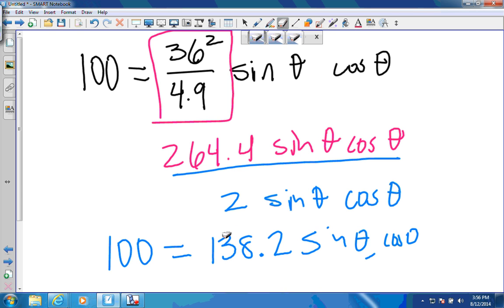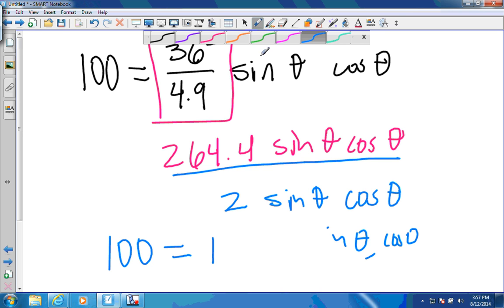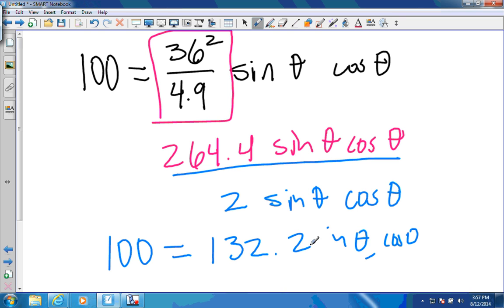Some bad math skills right there. Sorry about that. It's 132.2 sine theta cosine theta. I think that's what the answer was asking for.